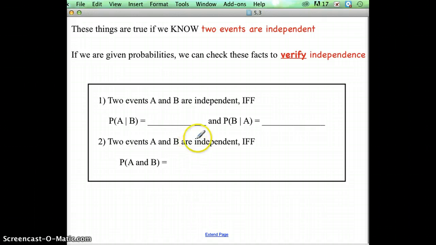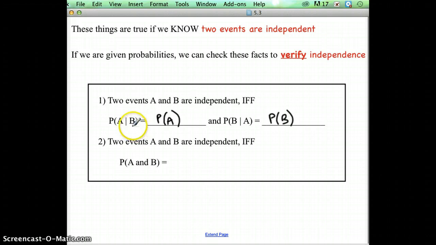So the first rule says two events A and B are independent if and only if, as you may remember from geometry, the probability of A given B equals the probability of A, and the probability of B given A equals the probability of B. Here's a way to explain that whole idea. If we're going to do the probability of A given B, and the events are independent, then B does not matter at all. It doesn't matter what we got originally.